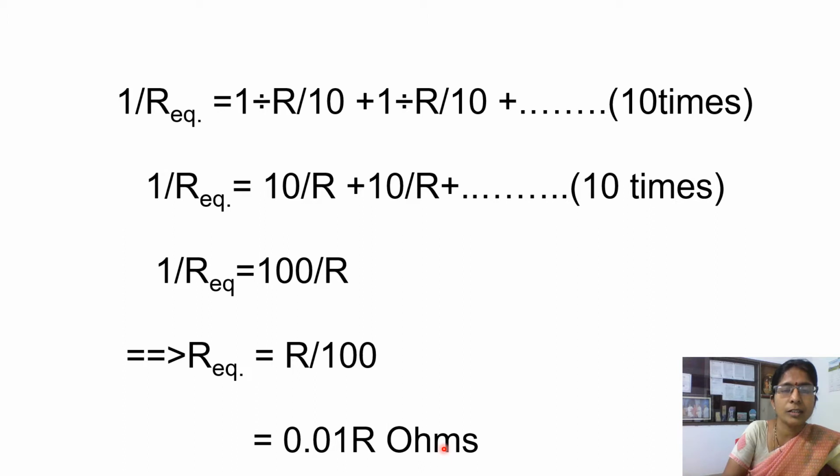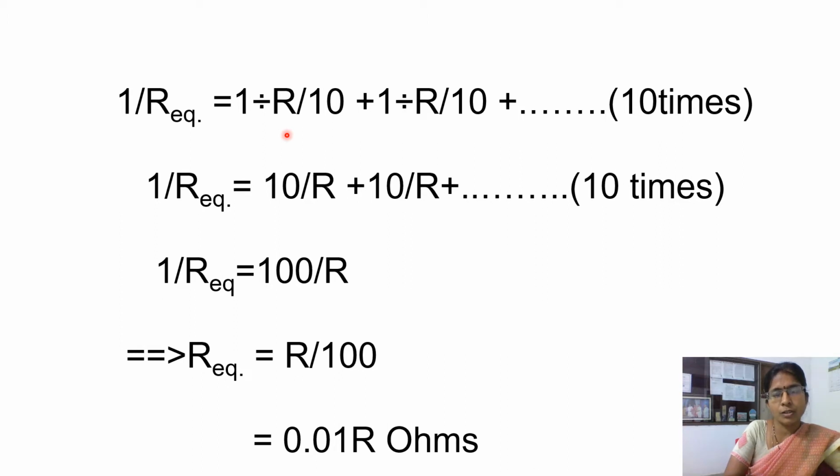Do you all understand? I repeat this problem here. We know that all the 10 wires are connected in parallel combination, and in parallel combination the equivalent resistance is given by 1 by R equivalent is equal to 1 by R1 plus 1 by R2, and so on for 10 times.